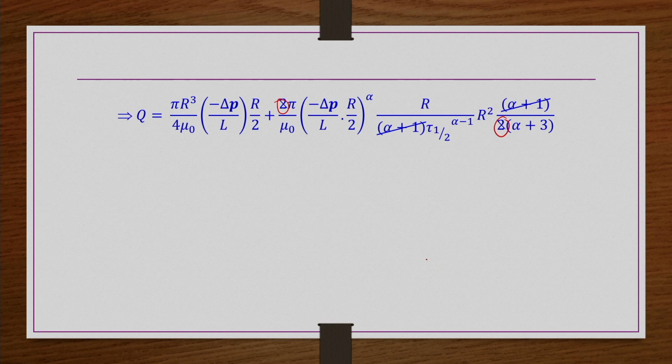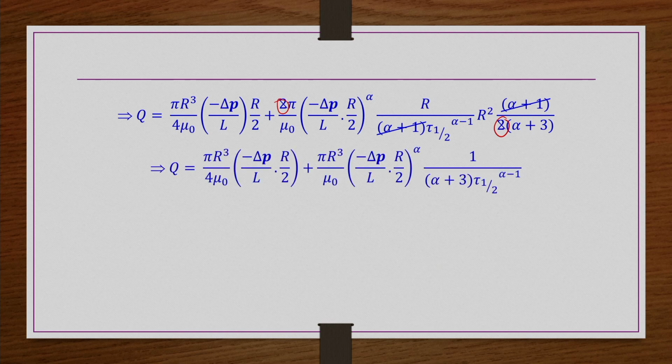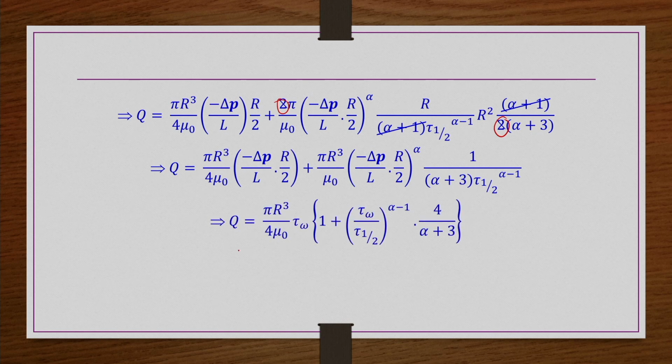Now again, in place of minus delta p by L, capital R by 2, you can write tau w, right. When you write it, you get this expression: Q is equal to pi R cubed divided by 4 mu naught, tau w multiplied by 1 plus tau w by tau of, whole power alpha minus 1, into 4 by alpha plus 3. This is what you have.